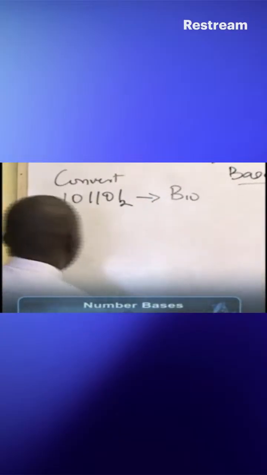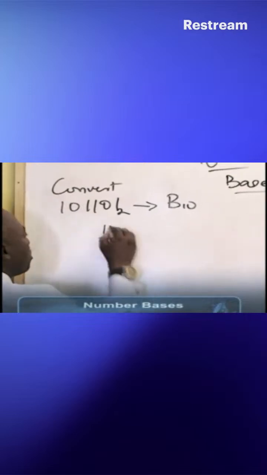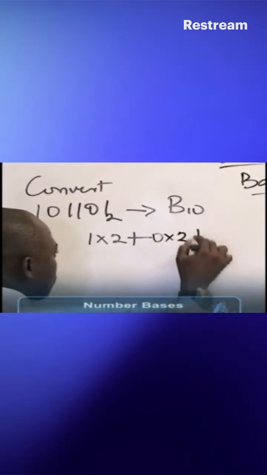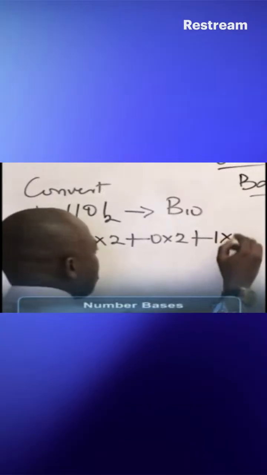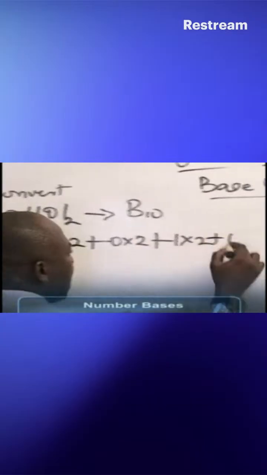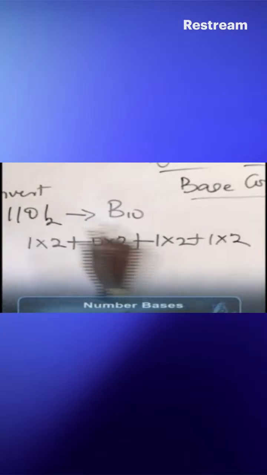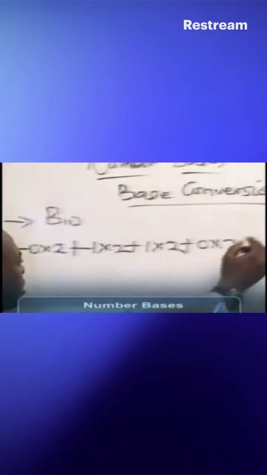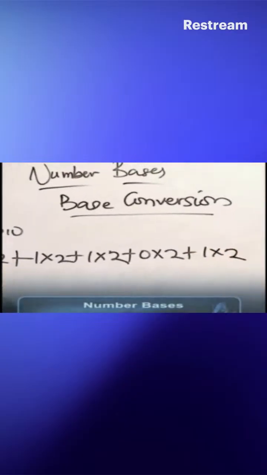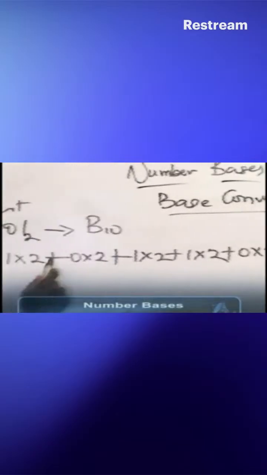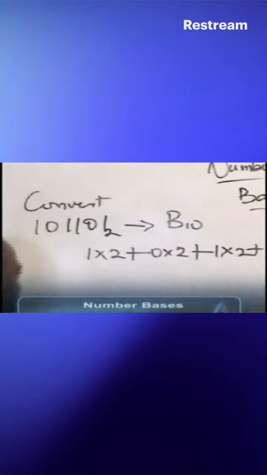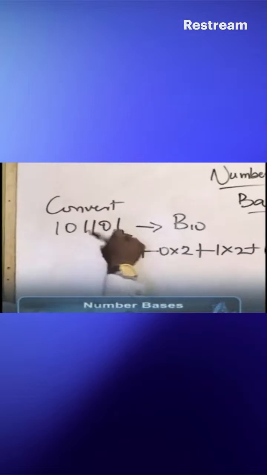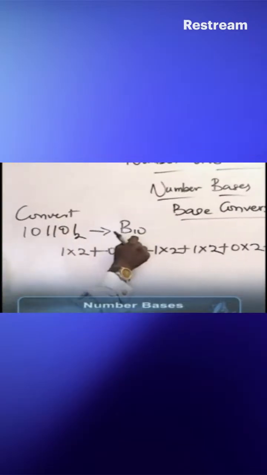What I said is you will multiply each digit here, 1 times 2 plus the next digit is 0 times 2. The next digit is 1 times 2. The next digit is 1 times 2. The next digit is 0 times 2. And then the last digit again is 1 times 2. You see that I put addition sign for all of the 6 digits, and I multiply each digit by 2 because we are converting a binary number, a number in base 2, to base 10.